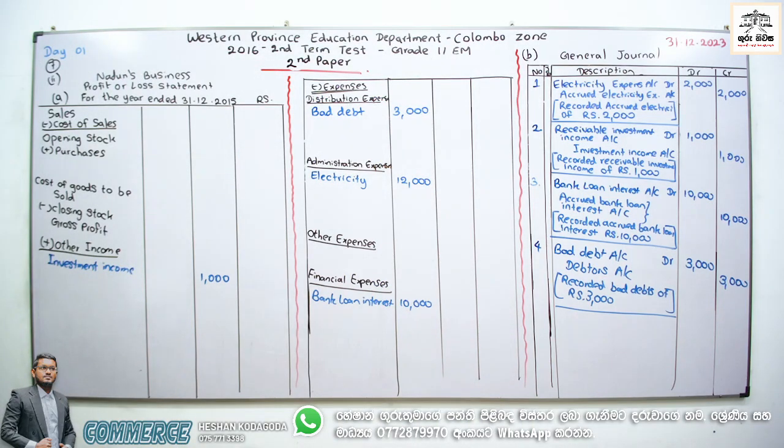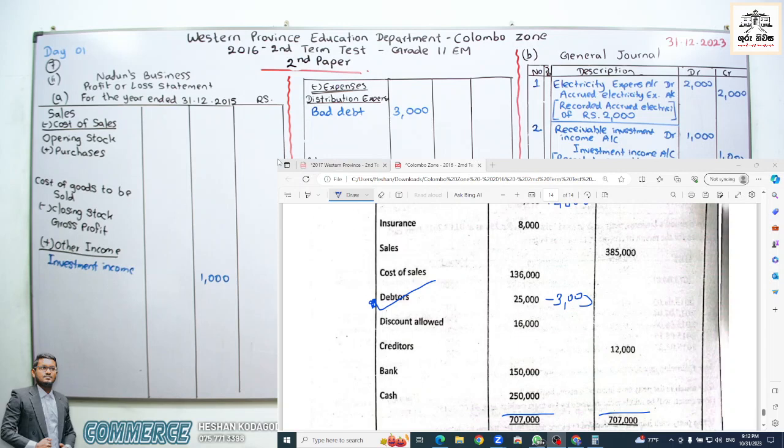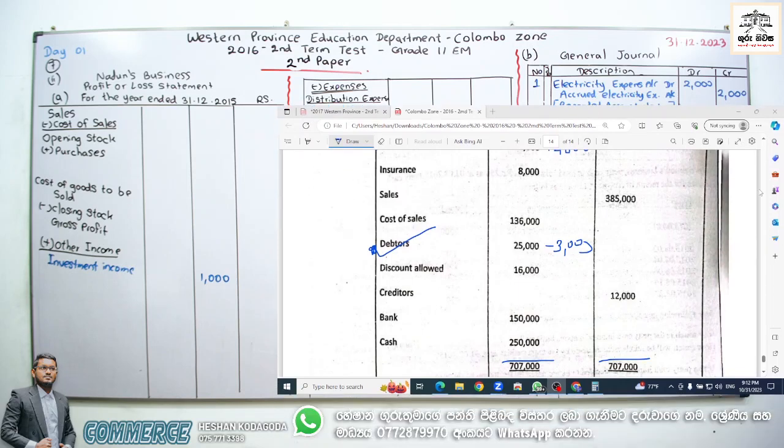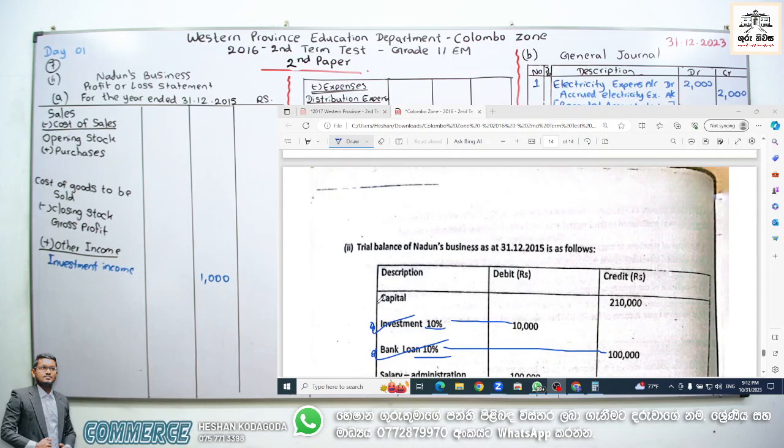Then we need to identify the rest that were not taken in the adjustments. Unadjusted. Capital, no need to record. Why? This is under SFP.